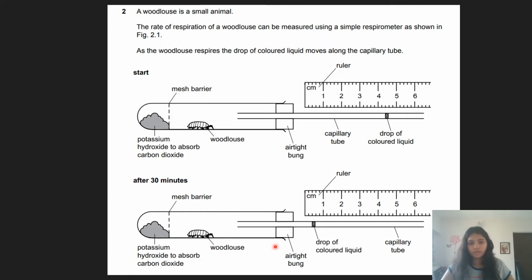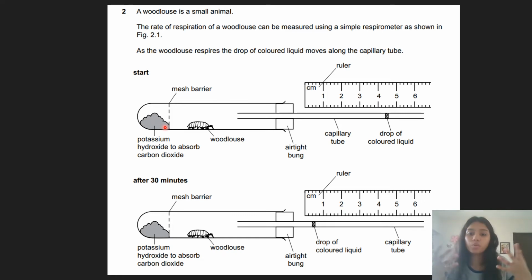Why? I'll explain it to you. So when we respire, we breathe in oxygen and breathe out carbon dioxide. So here in the setup, we have potassium hydroxide, and potassium hydroxide absorbs carbon dioxide. So whatever carbon dioxide the woodlouse breathes out is absorbed by potassium hydroxide. That doesn't cause any change in the setup. If the carbon dioxide was being breathed out without potassium hydroxide, this drop of liquid would move away. But potassium hydroxide absorbs carbon dioxide to prevent the drop of liquid moving away.